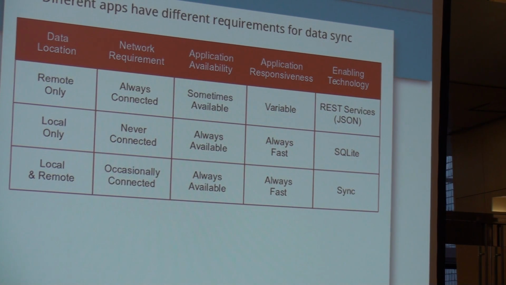The requirement is obviously that they have to be connected always. They are only sometimes available, because if you don't have a connection, they don't operate fully. The responsiveness also depends on the network connectivity, and even though they might implement some sort of data caching locally, they still need to ping the server quite often. So depending on the network speed, they might not be responsive enough to be usable. The enabling technologies are usually web services or REST services, and the protocol is usually JSON.